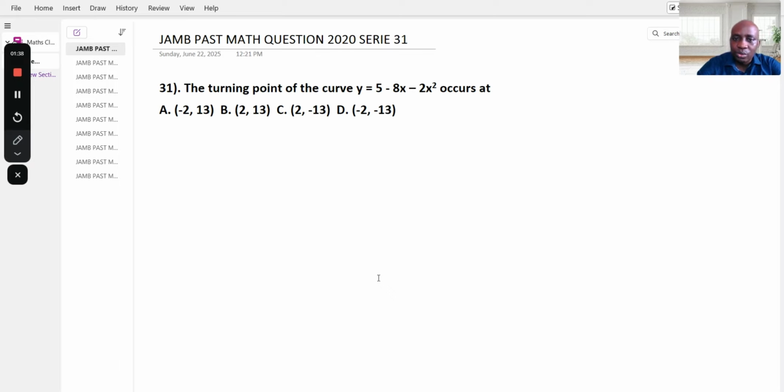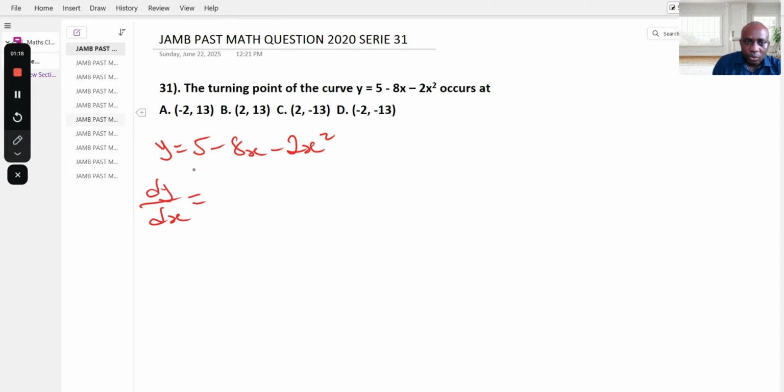The first thing that we need to do is to look for the dy/dx of this question. y equals 5 minus 8x minus 2x raised to power 2. How do we look for the dy/dx? This one is a constant. It means that it does not have any x, so we ignore it. The next thing is that anything raised to power x, what is raised to power is 1, because we can't see it, it is 1.